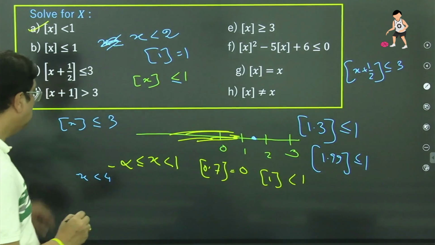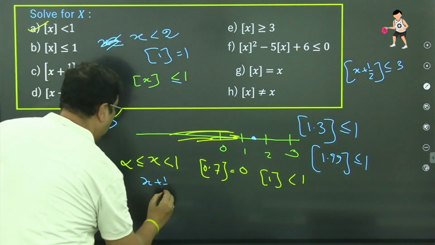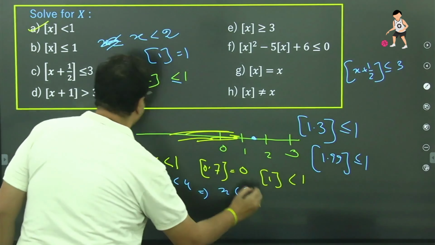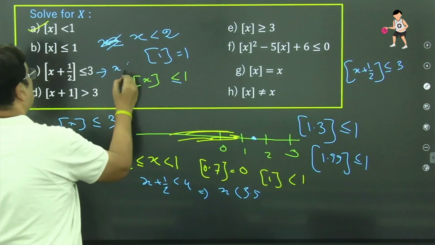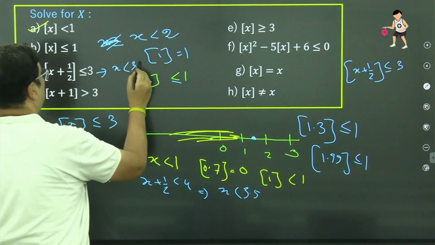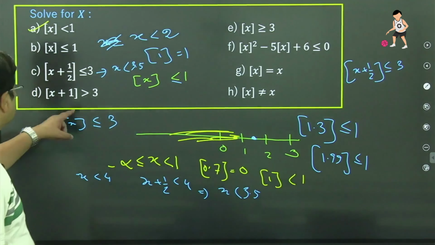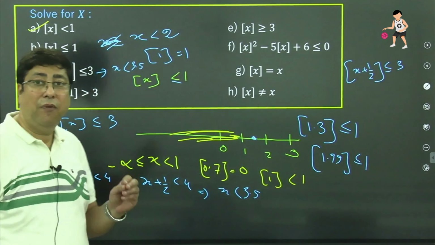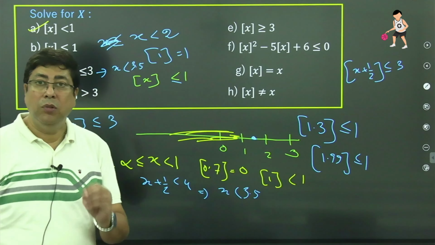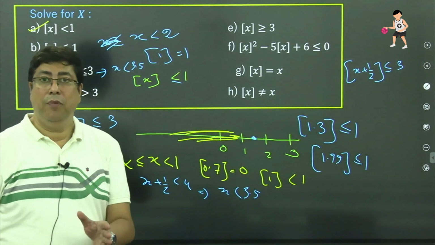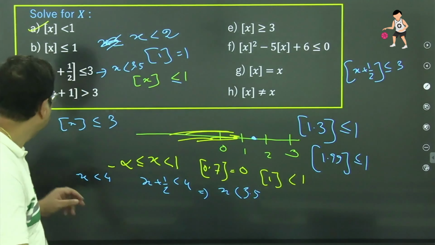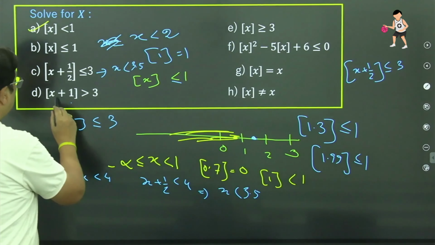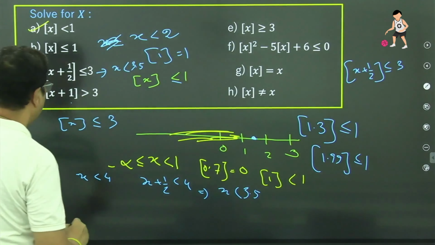In place of x, put x plus half. x plus half less than 4. So x less than 3.5. Therefore here the answer will be x less than 3.5. Okay? Next, box of x plus 1 greater than 3. Okay. It has its formula, everybody. But you have to know this. I am saying again and again, you have to know the physical meaning of this. Just see here. Here we are writing x plus 1 greater than 3. What to do?